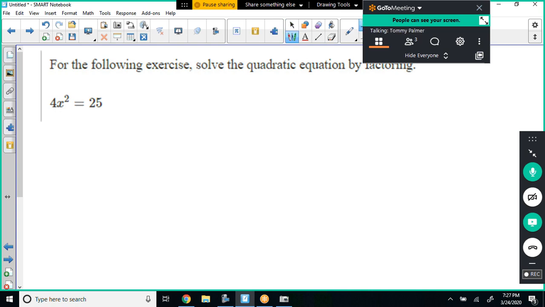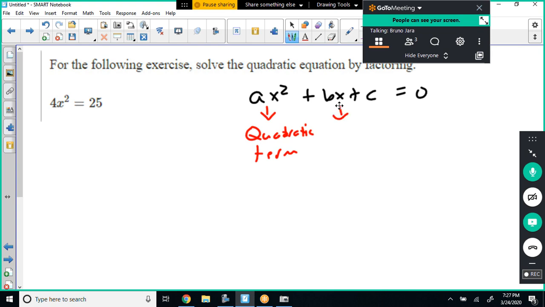Note, okay, so I go ax squared plus bx plus c equal to 0. I want to make sure y'all understand this one is called the quadratic term. There you go, brother. Linear term because it has a power of 1, and then c is the constant, right? When it says solve by factoring, if you understand what they're giving you, there are certain approaches that you can do that are easier.